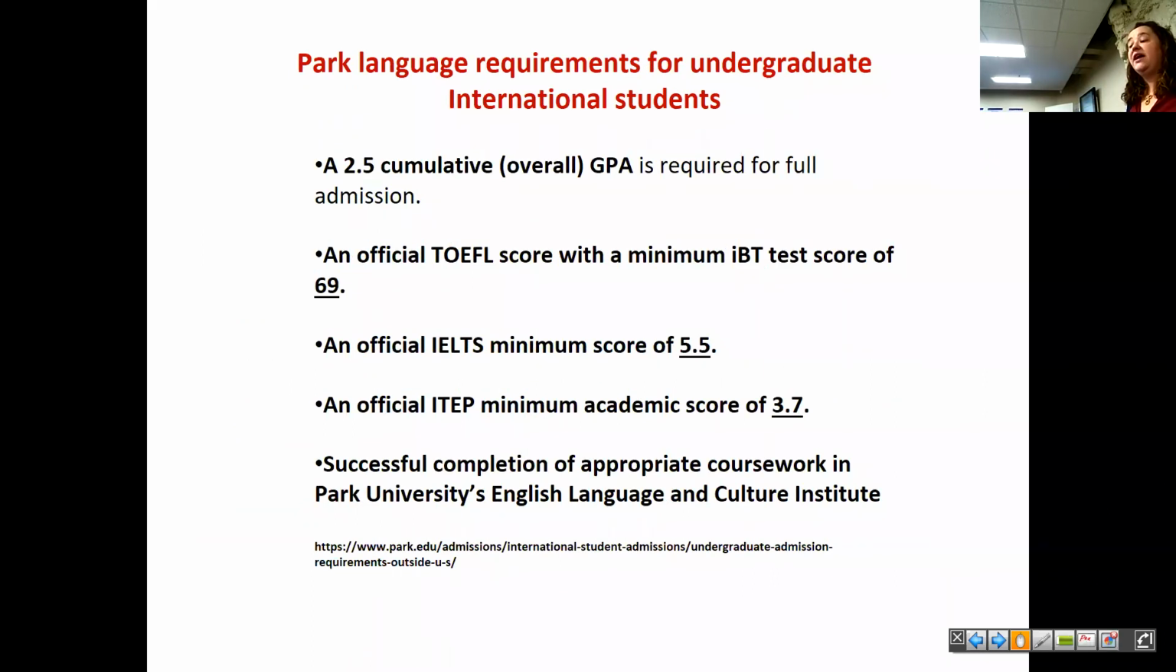They would have to have a 2.5 on their GPA. They'd have to have a TOEFL score of a 69, or an IELTS score of a 5.5, or an iTEP of a 3.7. Or lastly, they could go into undergrad if they've completed the English Language and Culture Institute coursework. So that is the general admissions requirements.